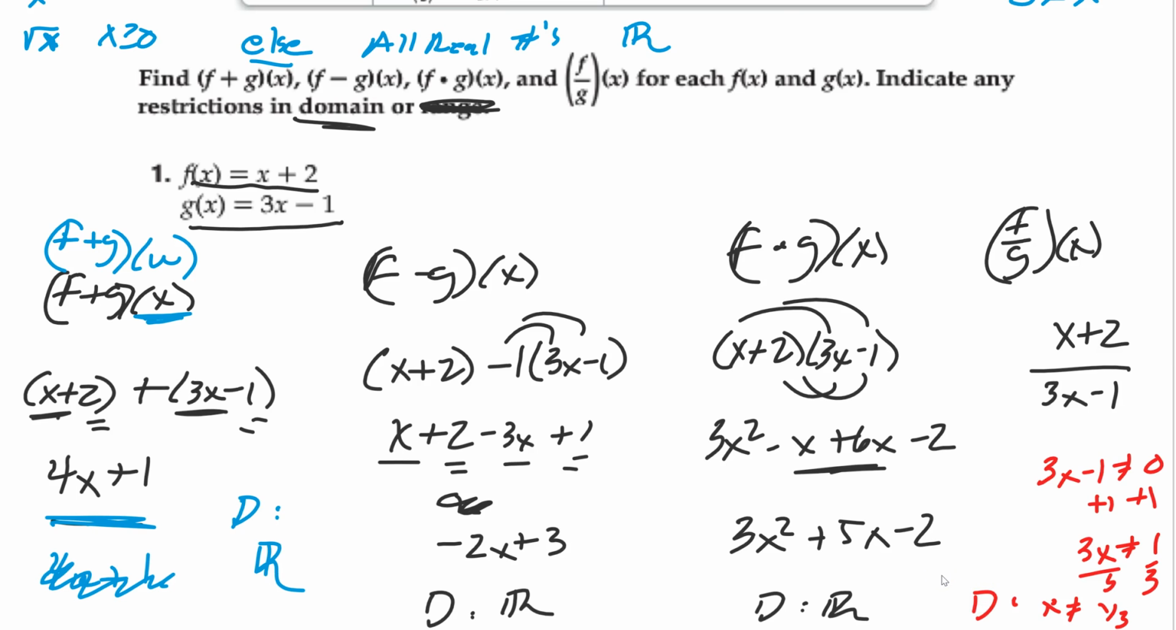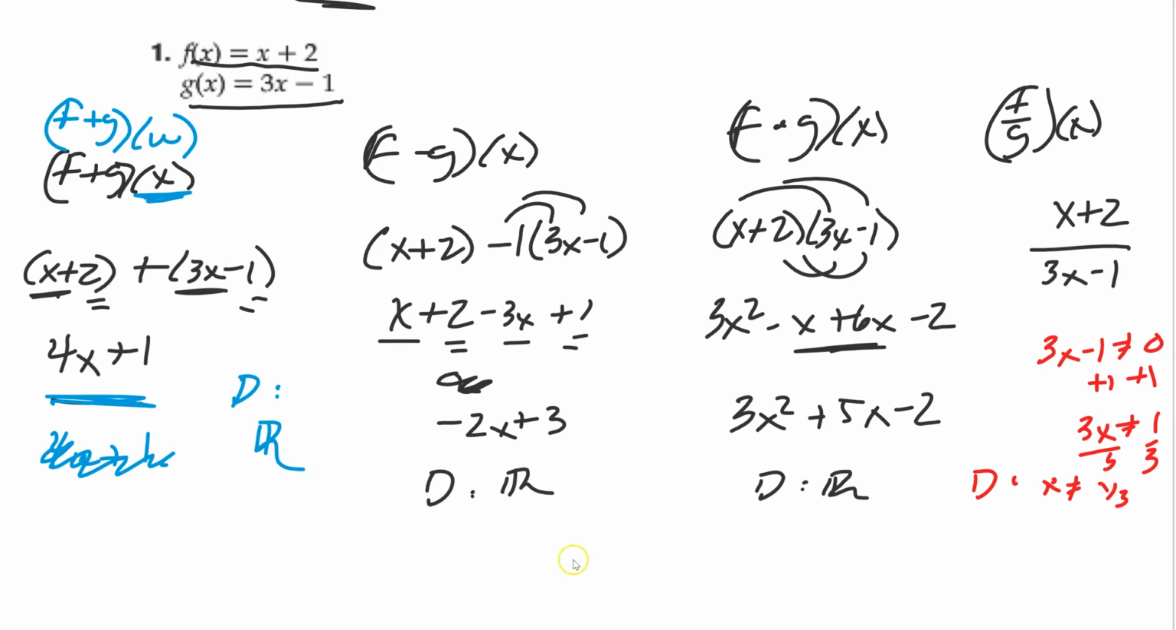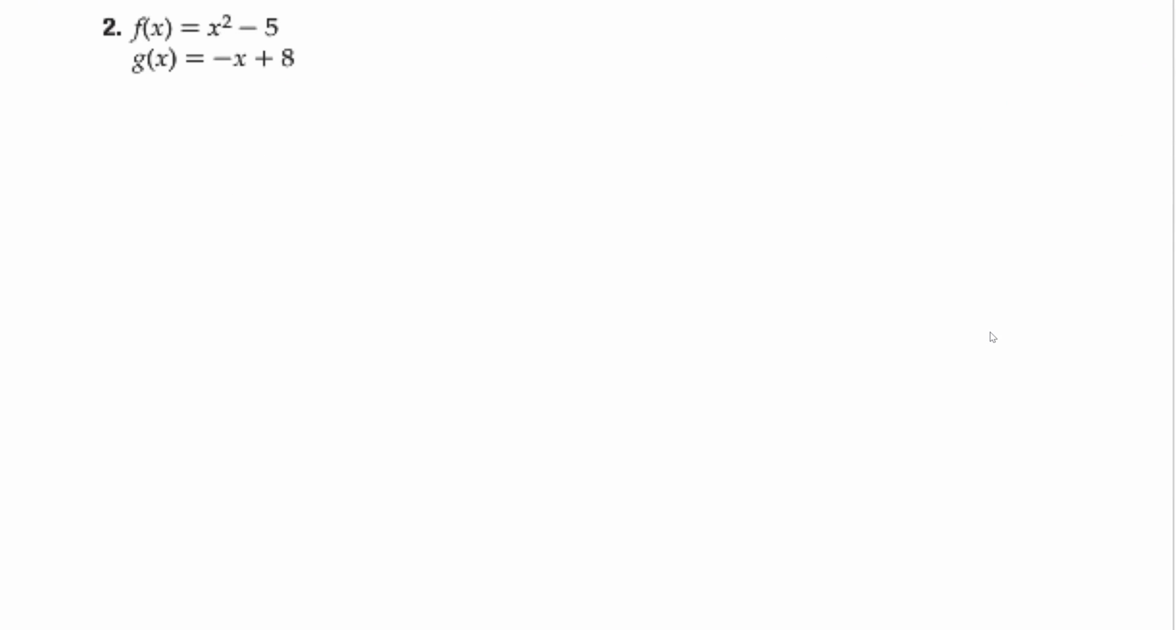So there we go. All we do is follow the instructions, right? Keep in mind this does not mean multiply, it means what are you plugging in? I'm plugging in x. And then we take the domain. The only thing I worry about right now is fraction and square root. If you don't see a fraction or square root, it's all real numbers. Okay, let's move on to the next one. Let's have some fun here.